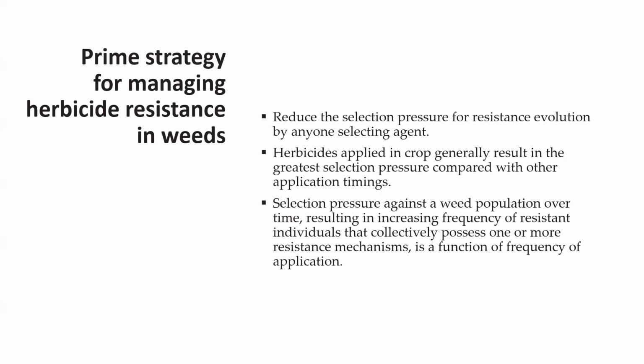The key concepts in weed resistance evolution include selection pressure. The repeated herbicide use, especially on the same crops, will increase selection pressure on the weed population, allowing resistant individuals to survive and reproduce, eventually leading to a dominant resistant weed population.